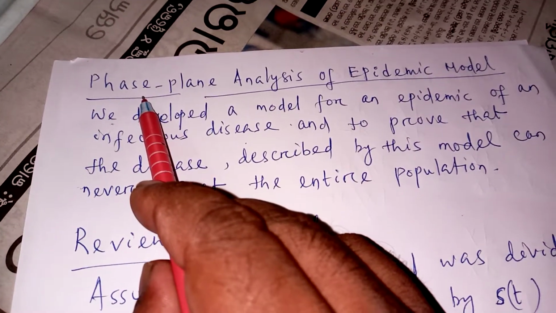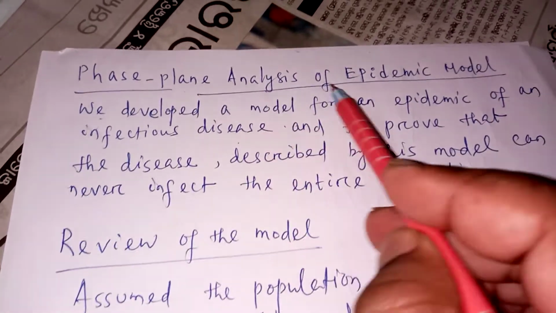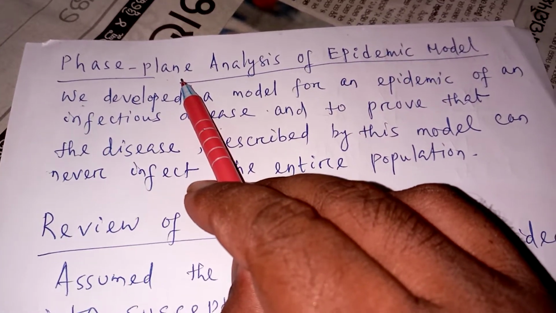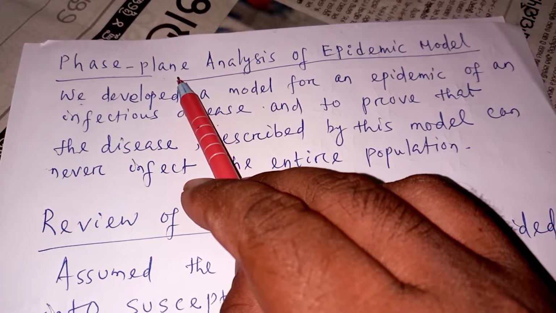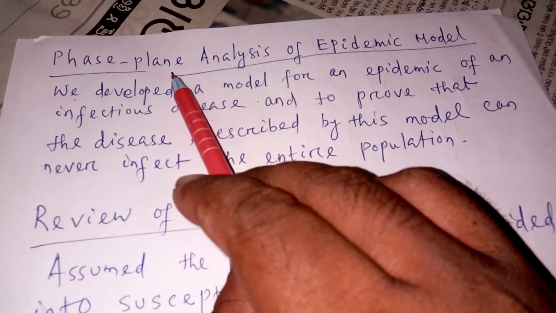Topic is phase plane analysis of epidemic model. We know that phase plane means we have to take an x-axis and y-axis. Also, at the equilibrium point we have to take dx by dt and dy by dt. This is for the phase plane.